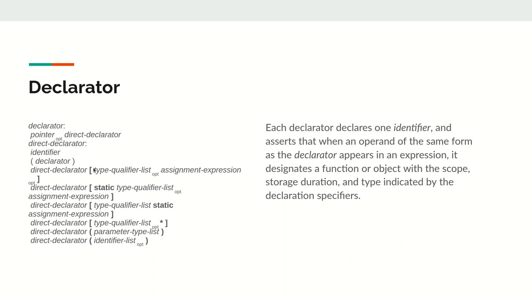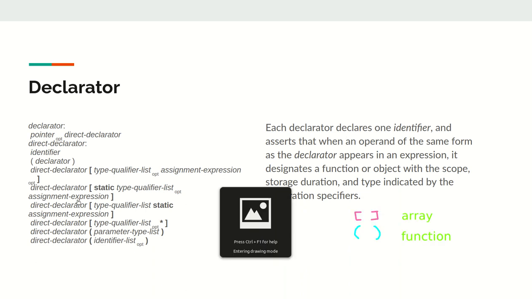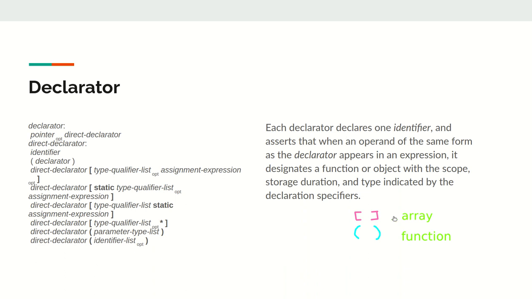You can see this symbol, a square bracket, with the type qualifier list and assignment expression, and then the closing right bracket. This one is actually the identification of an array. So if you see a declarator with square brackets on the left and right, then that identifier is of type array.